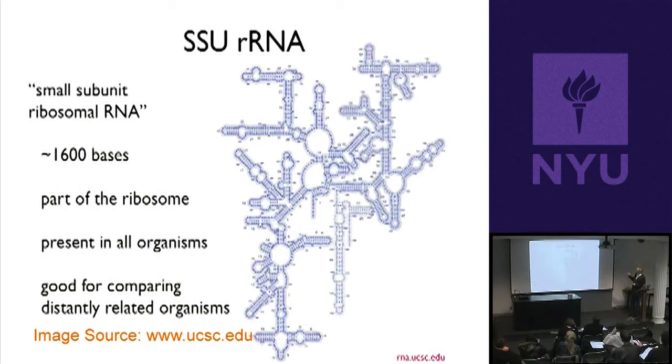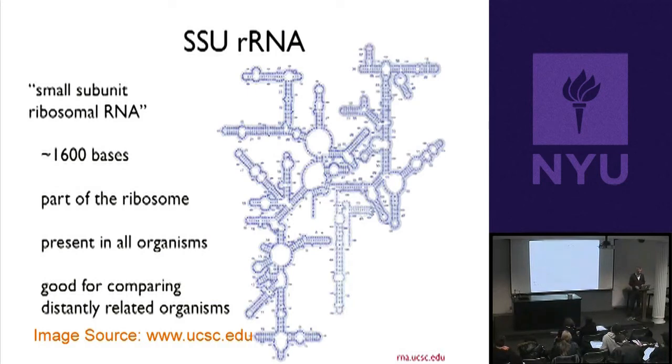So SSU rRNA is an acronym for small subunit ribosomal RNA. It looks like this. Don't worry about what this picture is, right? But you can see that there are letters here. There are A's, C's, G's, and U's. And basically, it's this complicated molecule like a transfer RNA that sort of pairs on itself and gains this three-dimensional structure. Okay? That's not really important to what we're discussing today. What's important is that it's present in all organisms. All organisms have this as part of their ribosome. And therefore, it's good for comparing distantly related organisms because you can actually find the sequence in all organisms.